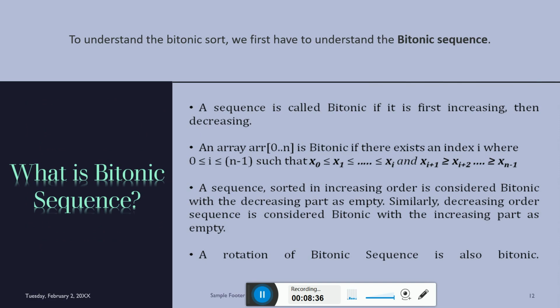Let's see what a Bitonic sequence is. Before understanding Bitonic sort, we have to understand the Bitonic sequence. A Bitonic sequence is a sequence where the first half is in increasing order and the later half is in decreasing order. If you consider an array, it is Bitonic if there exists an index i where i is greater than or equal to 0 and less than or equal to n minus 1. So the first half is in increasing order and the second half is in decreasing order. A rotation of a Bitonic sequence is also Bitonic.